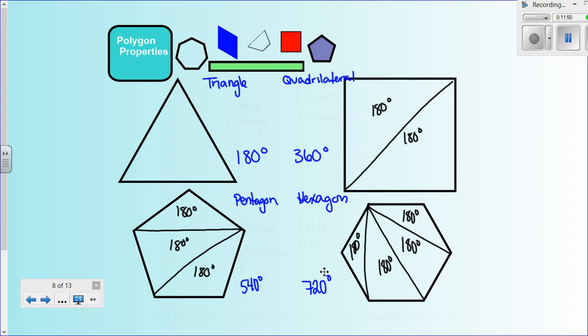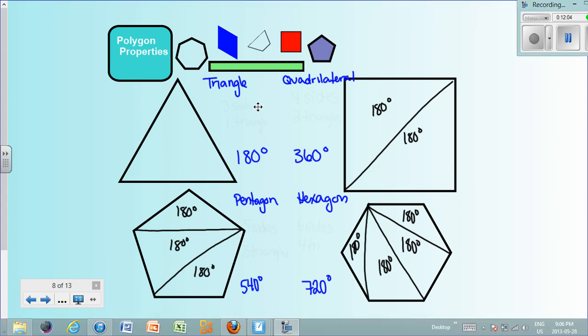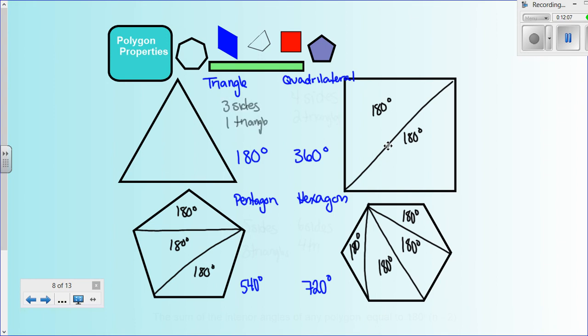There is, however, an algebraic method for us to figure out what the sum of the interior angles of any polygon would be. So when you think about it, a triangle has 3 sides, and you're given 1 triangle. Quadrilateral, you have 4 sides, and you're given 2 triangles. Pentagon, 5 sides, 3 triangles, and hexagon, 6 sides, 4 triangles. So each time you're multiplying 180 degrees by the number of triangles, which is the number of sides minus 2.